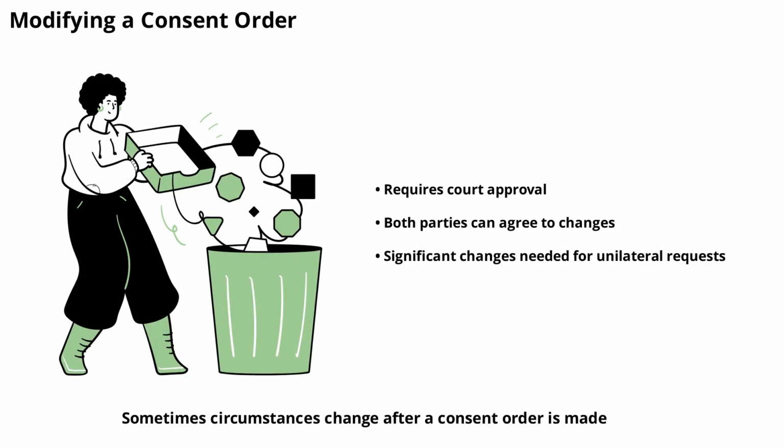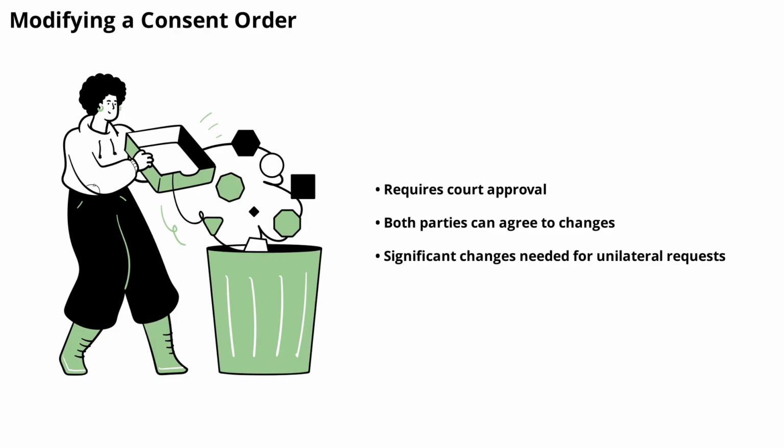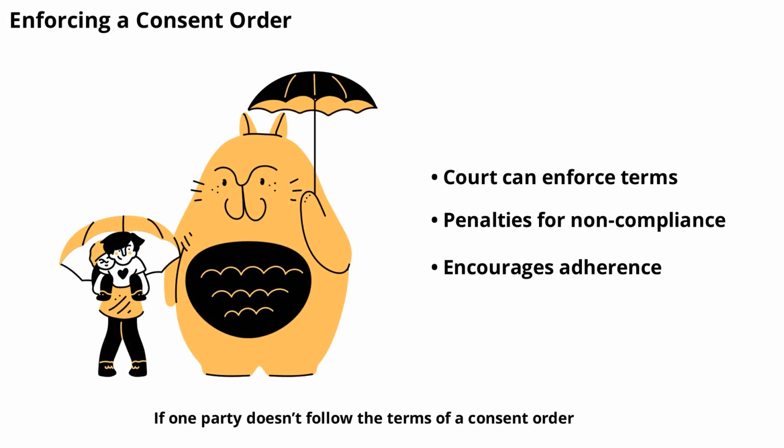Sometimes, circumstances change after a consent order is made. If both parties agree, they can ask the court to modify the order. However, if only one party wants a change, they'll need to show the court that there's a good reason, such as a significant change in circumstances. The court will review the request and decide whether to approve the modification. This process ensures that consent orders remain fair and relevant over time. If one party doesn't follow the terms of a consent order, the other can ask the court to enforce it.